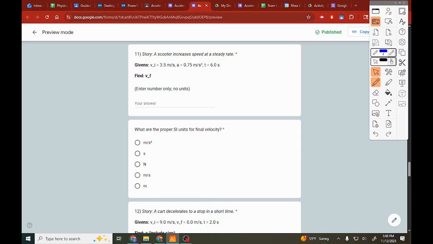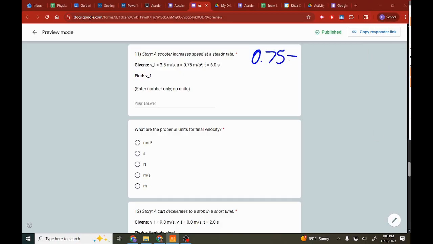A scooter increases speed at a steady rate, and we want to know the final velocity. Again, if we're doing this as carefully as possible, acceleration, put that first. That is equal to our final velocity, which we don't know, minus our initial velocity, 3.5, divided by our time of 6 seconds. Got to get rid of the fraction first.